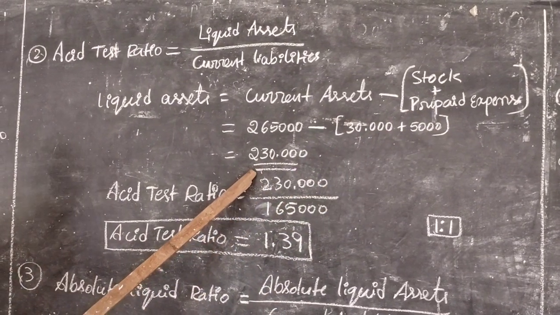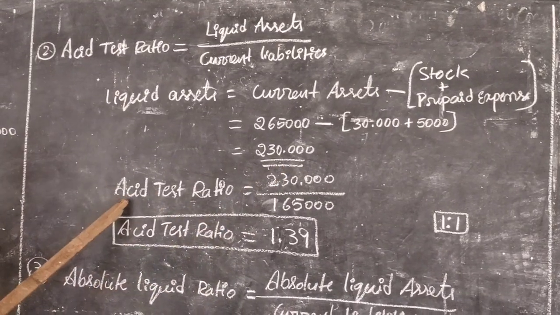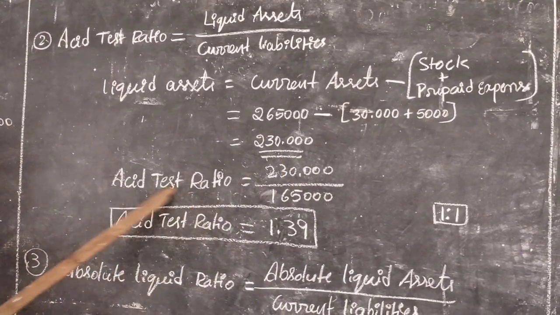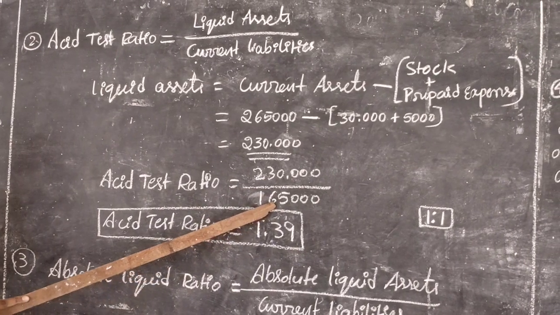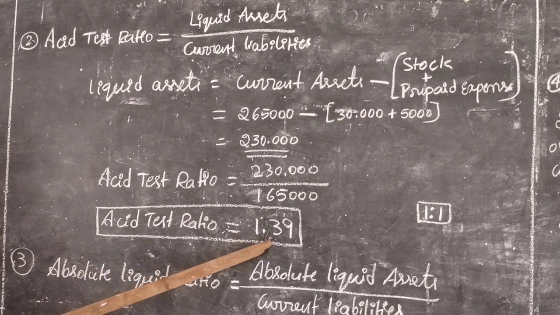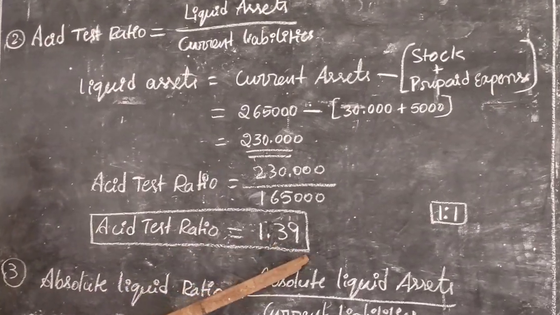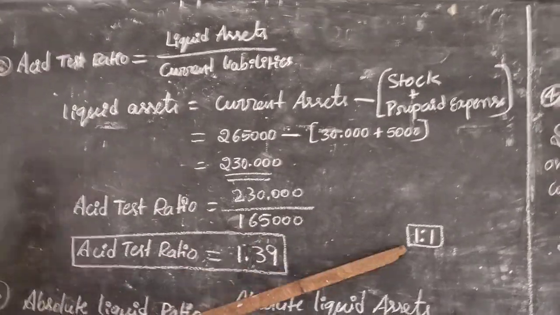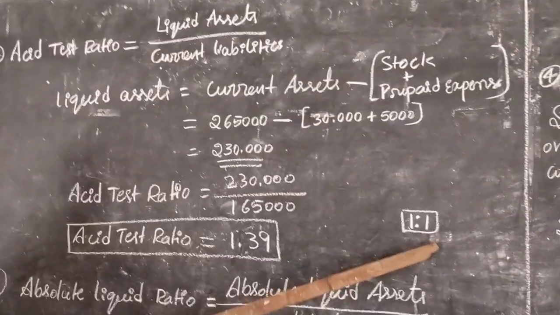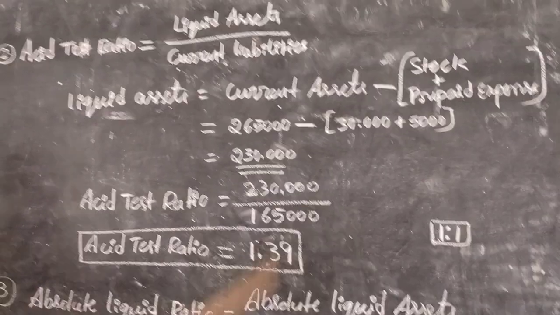We can get 2,30,000. This is called the liquid assets. Here, finally, acid test ratio is equals to 2,30,000 divided by 1,65,000, which is 1.39. Acid test ratio is equals to 1.39. The standard ratio for acid test ratio is 1:1. Here what we get is 1.39 is to 1.